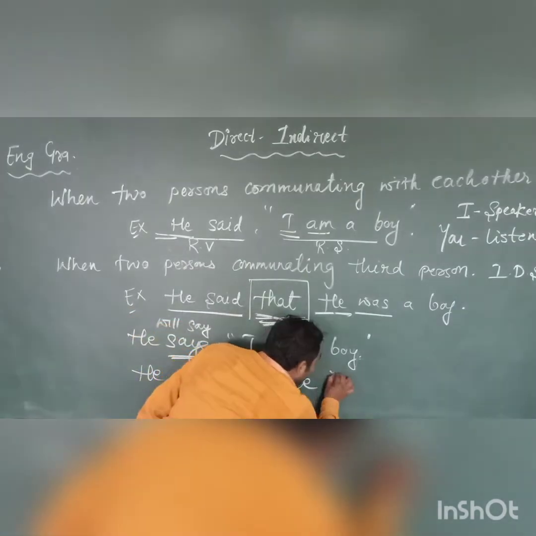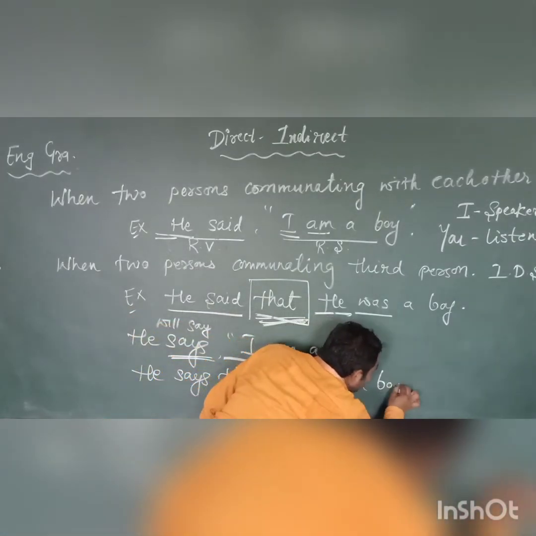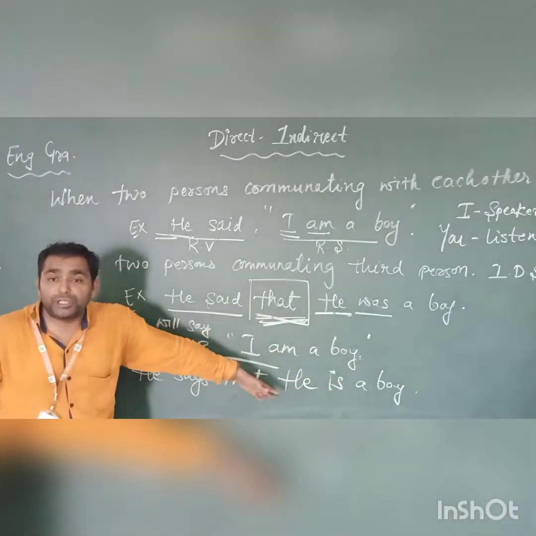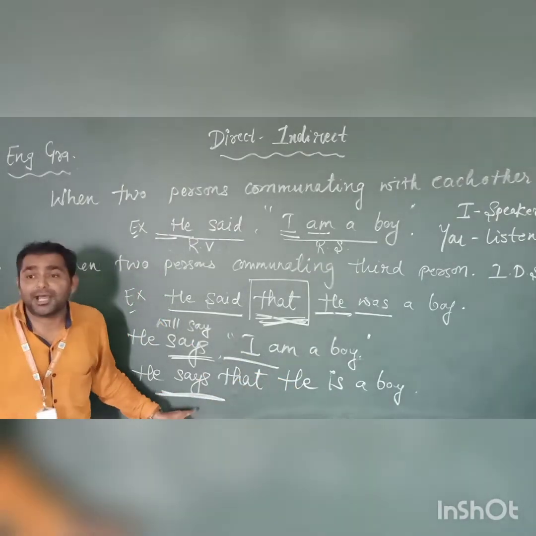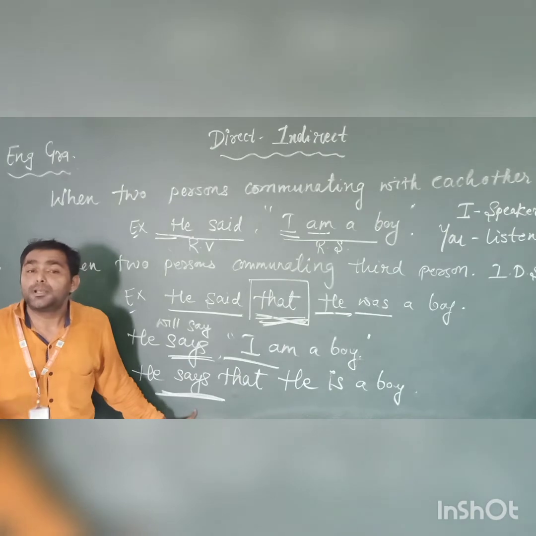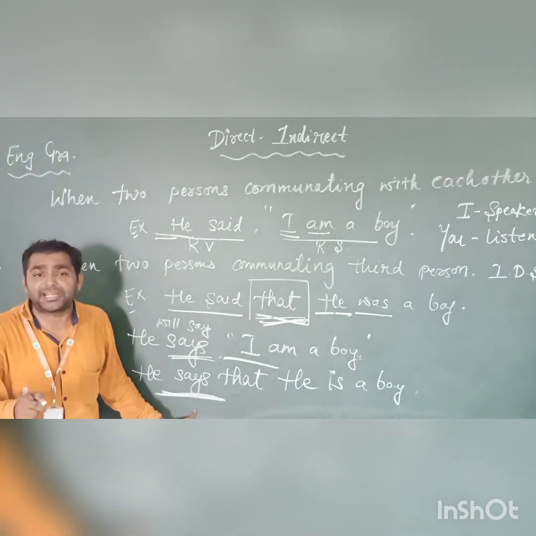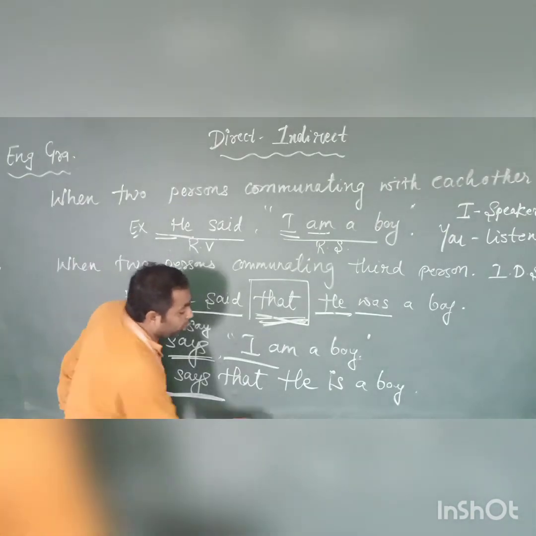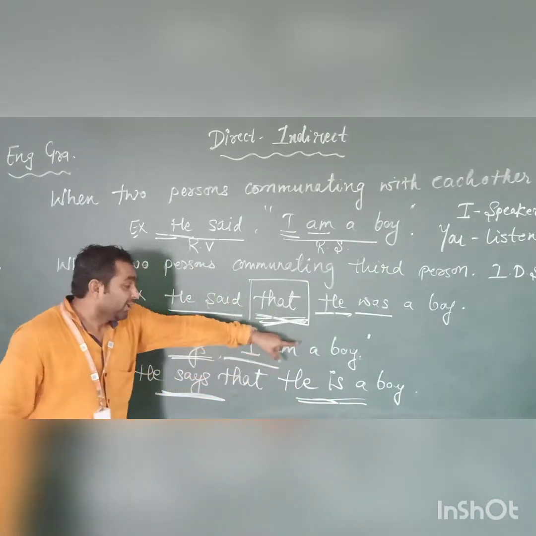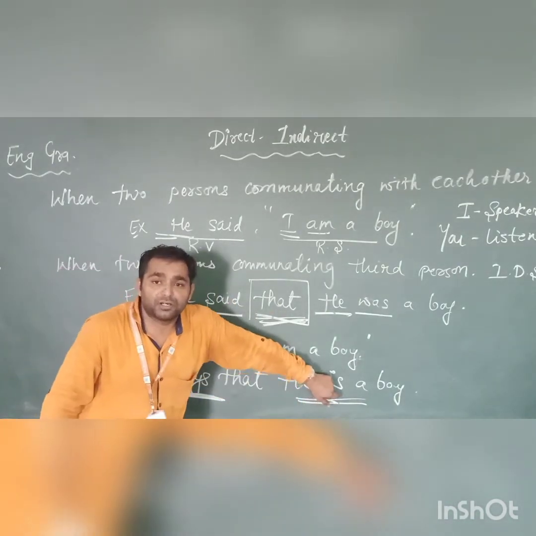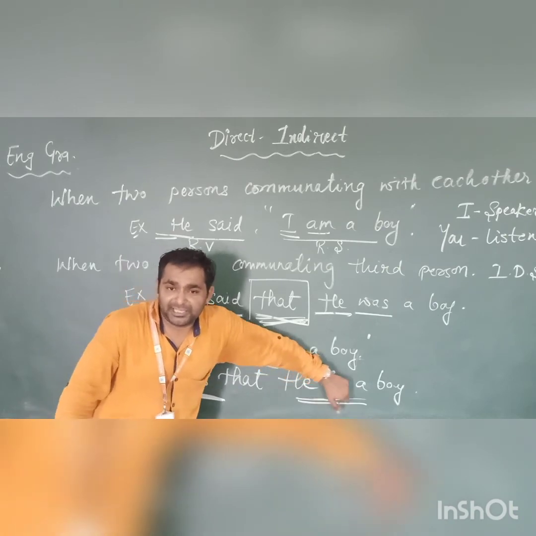So with he we are using is: he is a boy. Why are we not going to change the tense of the sentence? Because we have the rule that whenever our reporting verb is in the present tense or future tense, at that moment we are not going to change the tense of the sentence. That's why here, in place of was or were, we are using he is.